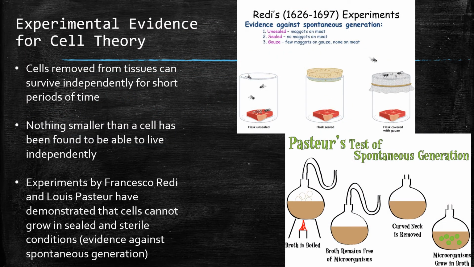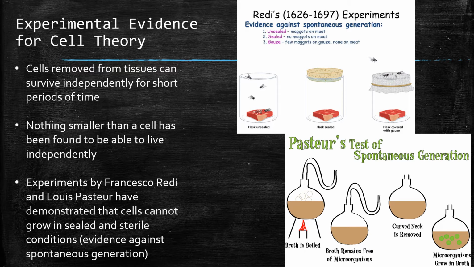The experimental evidence that we have for cell theory really focuses on that third point, and that is that we don't spontaneously generate new cells. Cells have to come from pre-existing cells. Our 3 lines of evidence for that, based on experiments, are, first, that cells that were removed from tissues can survive independently for a short period of time. Secondly, nothing smaller than a cell is able to live on its own. And thirdly, experiments performed by the Italian scientist Redi and by Louis Pasteur supported that cells do not spontaneously generate.